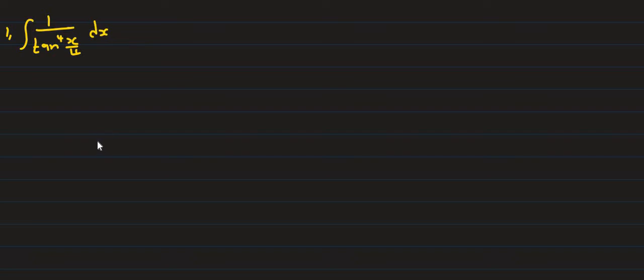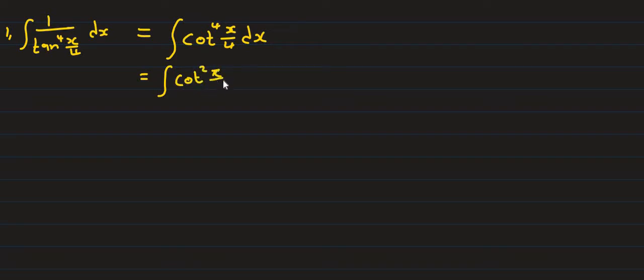Find the integral of 1 over tan to exponent 4 of x over 4 with respect to x, so that is 1 over tan, which is cot. So we have the integral of cot to exponent 4 of x over 4 dx. We separate and split the exponent: 2 and 2. Cot squared x over 4, multiplied by cot squared x over 4, so we use the trick identity.